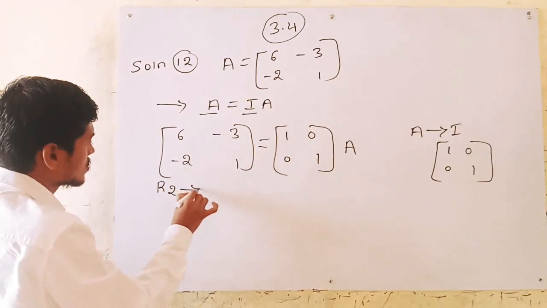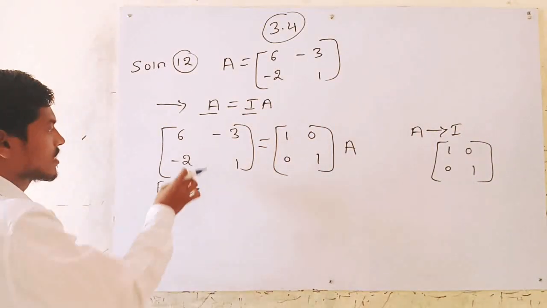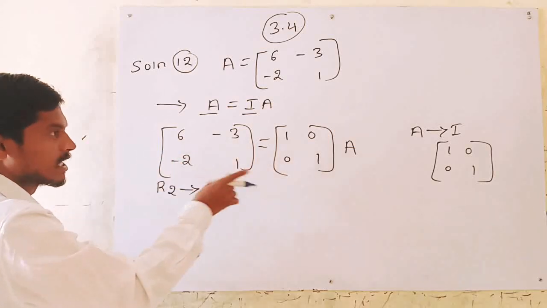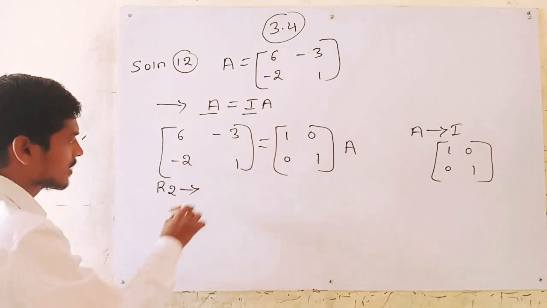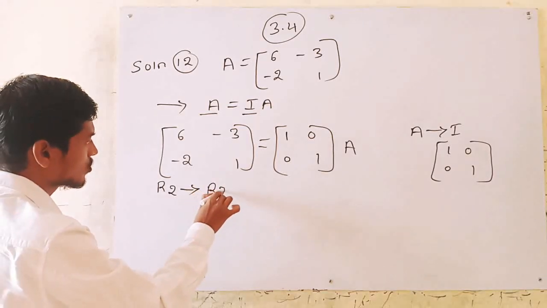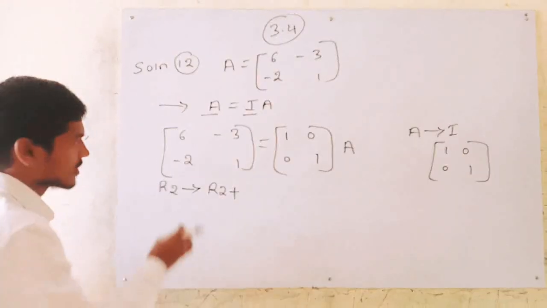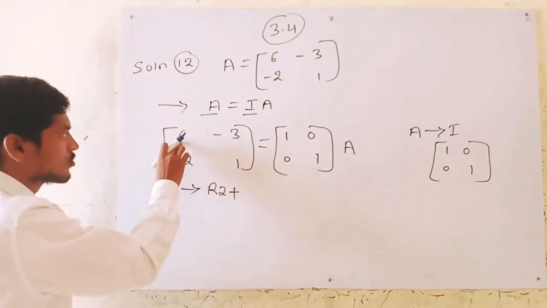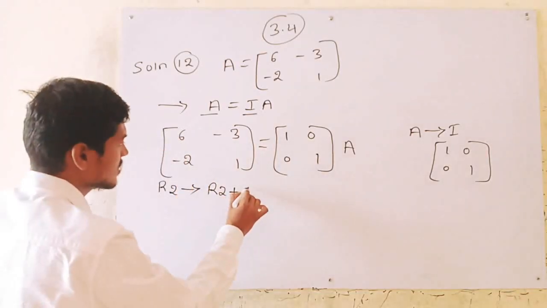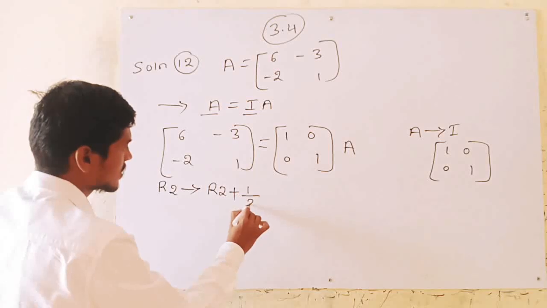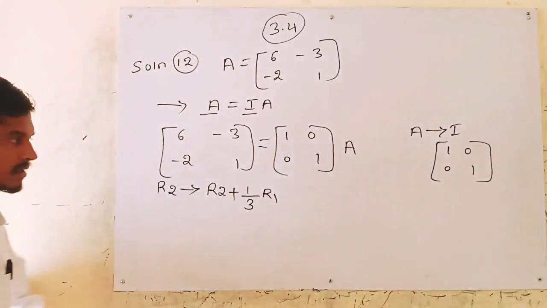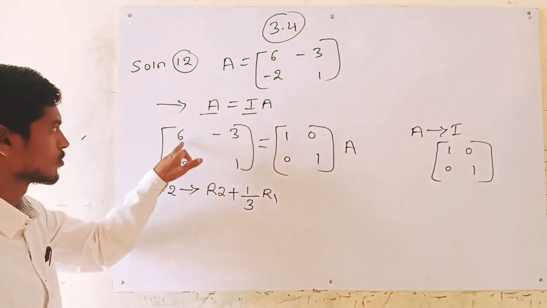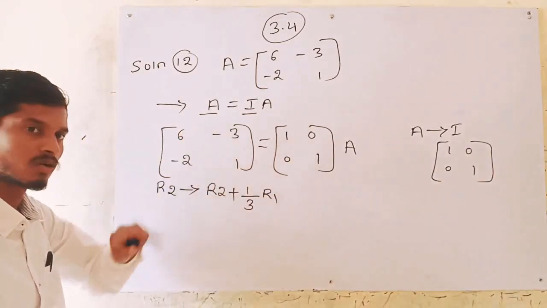R2 changes to, I will try to make this element into 0. So what is your operation now? What you have to apply? That is R2 plus, here minus 2 is there, to make this 2, I will try 1 by 3 times R1, okay, because 6 by 3 is 2, and minus 2 plus 2 is 0.